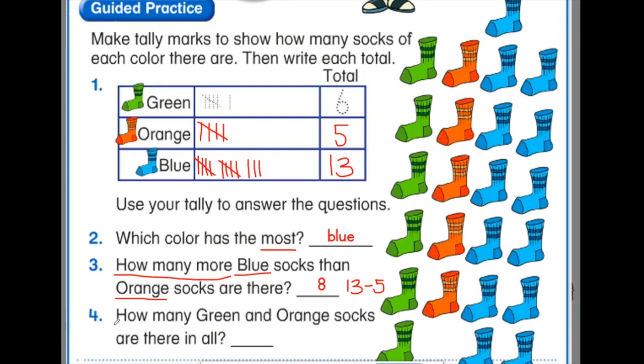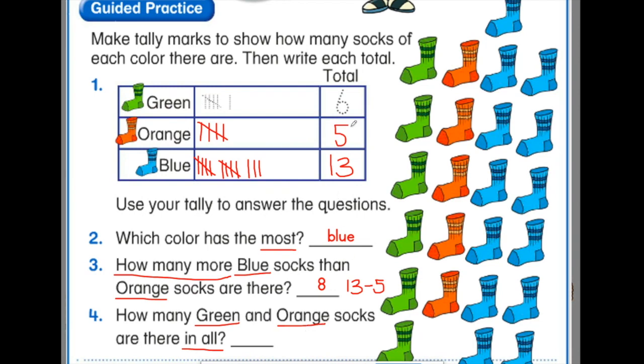Question number 4, how many green and orange socks are there in all? All right, so you should be thinking, I heard some clue words in that question, in all being the most important. It wants to know in all, that means I need to put together, that means I need to add. So I'm going to be adding, it wants us to combine the green and the orange socks. So I'm going to add those two together.